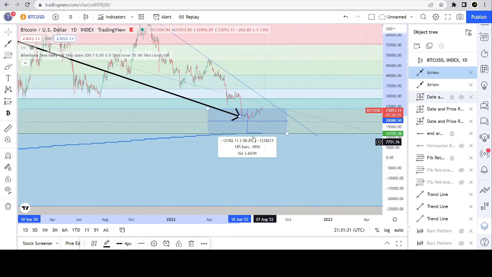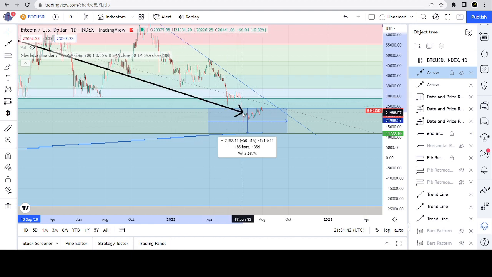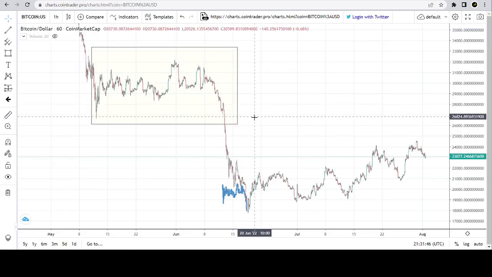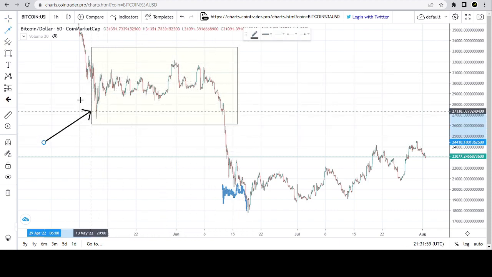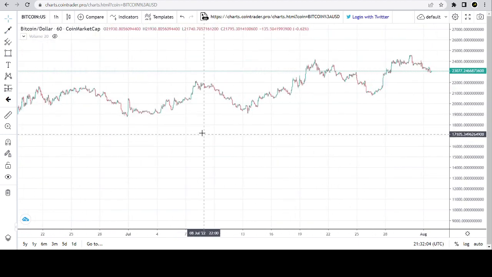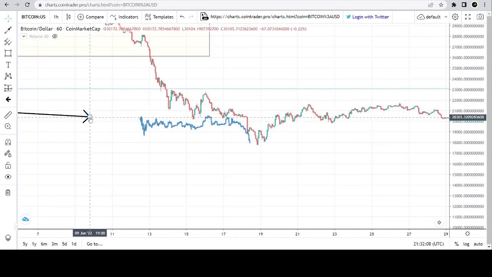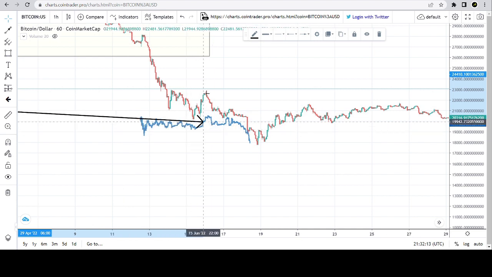But now, what about this thing right here? Should we just sweep that under the rug? Or could this have potentially already played out? Well, if we zoom into this right here on an hour chart, and I'm going over here to CoinTrader Pro. So if you take this fractal right here, this pattern, and shrink it down and compare it here, you can see that structurally it's similar.